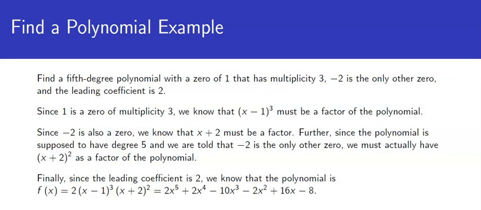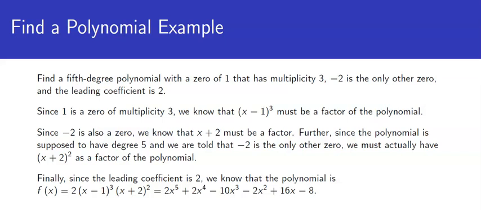In this video, we're going to find a polynomial given its zeros. So we're being asked to find a fifth degree polynomial that has a 0 of 1. That 0 has a multiplicity of 3. The only other 0 of the polynomial is negative 2. And the leading coefficient has to be a 2.